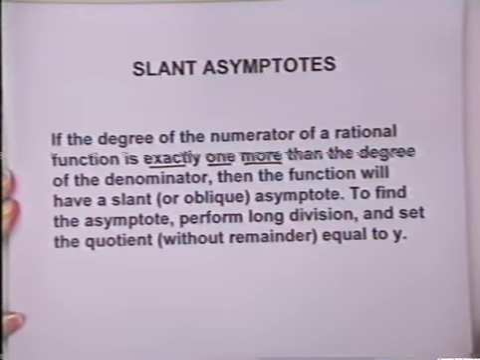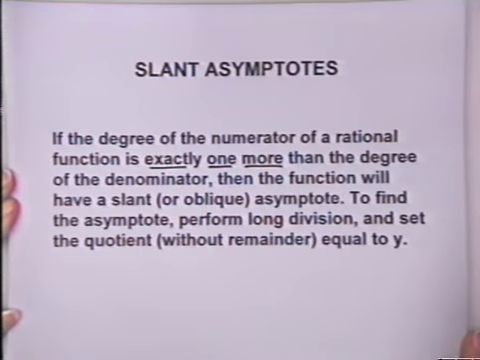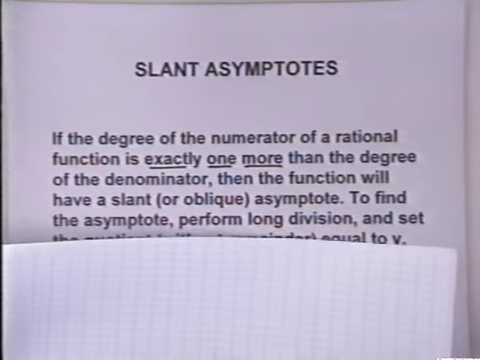If the degree of the numerator of a rational function is exactly 1 more than the degree of the denominator, then the function will have a slant, or sometimes we call it oblique, asymptote. To find the asymptote, perform long division and set the quotient without the remainder equal to y.